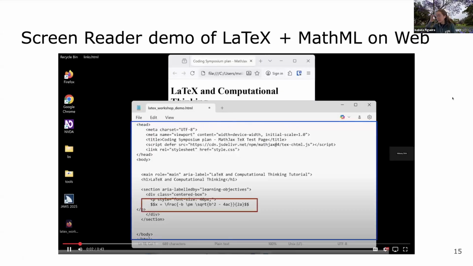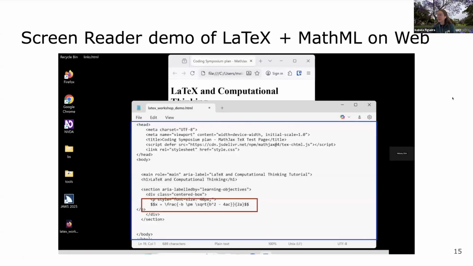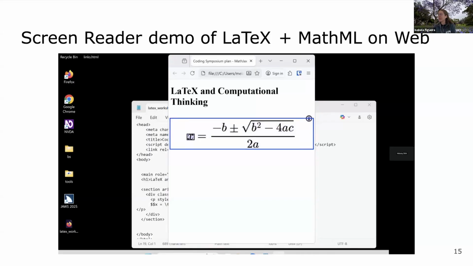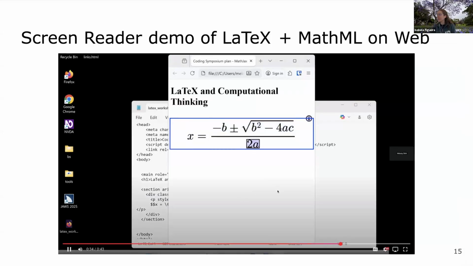x equals backslash frac left brace dash b backslash pm backslash sqrt left brace b caret 2 dash 4 ac right brace left brace 2 a right brace. Clickable x equals the fraction with numerator negative b plus or minus the square root of b squared minus 4ac and denominator 2a. Math. Great. You can navigate the different components of the equation. x equals the fraction with numerator negative b plus or minus the square root of b squared minus 4ac and denominator 2a. Numerator negative b plus or minus. Denominator 2a.